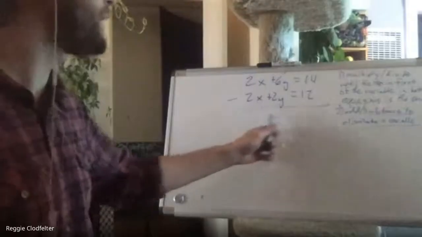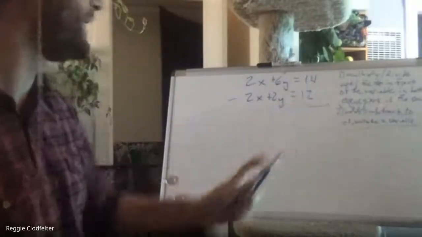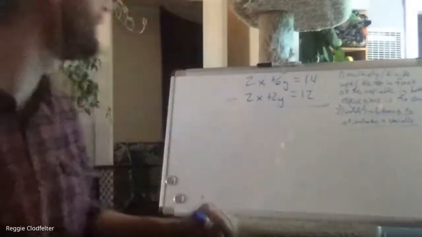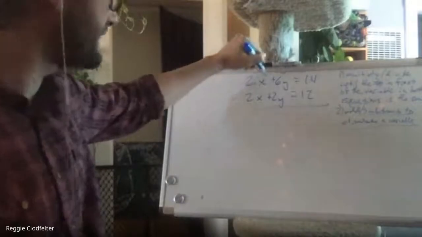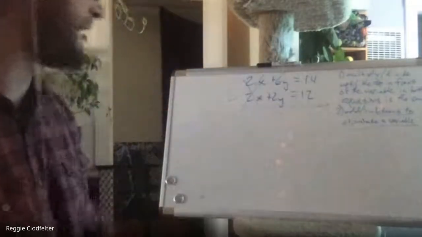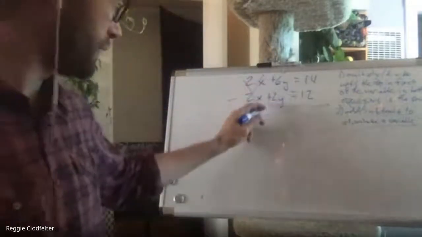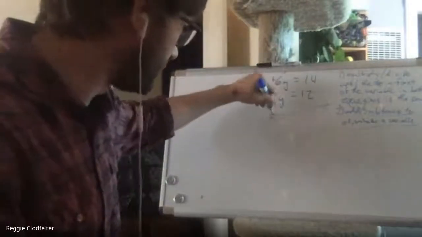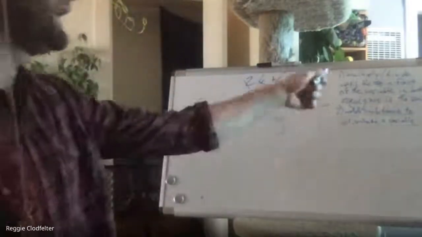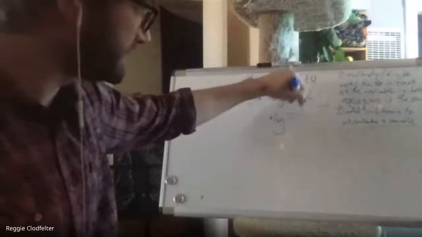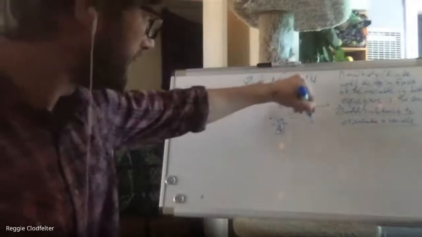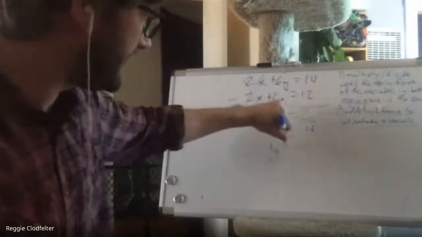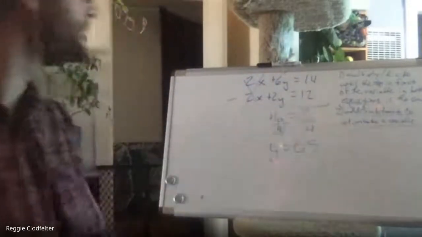So I'm going to subtract the bottom equation from the top equation because my goal, this is elimination, is to eliminate the x. 2x minus 2x equals 0, and just cancel that out. 6y minus 2y equals 4y. And 14 minus 12 equals 2. Now I'm going to divide by 4 on both sides. I'm going to get y equals 0.5. Right? Yeah.